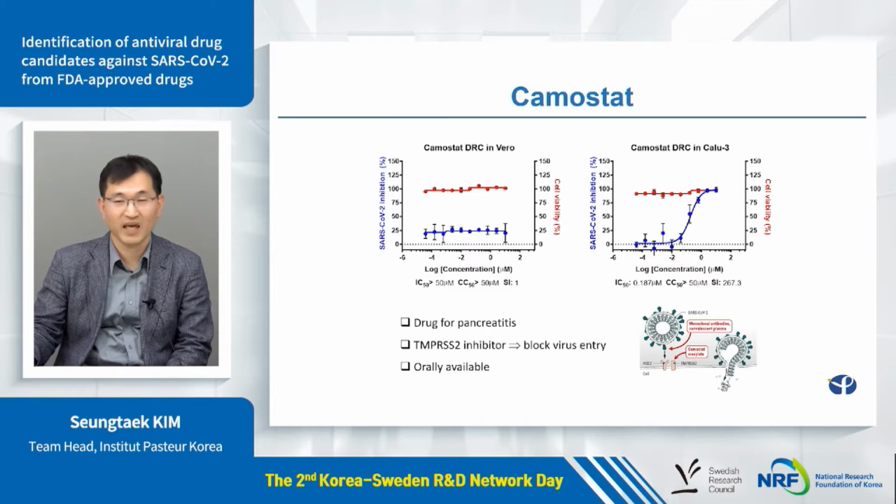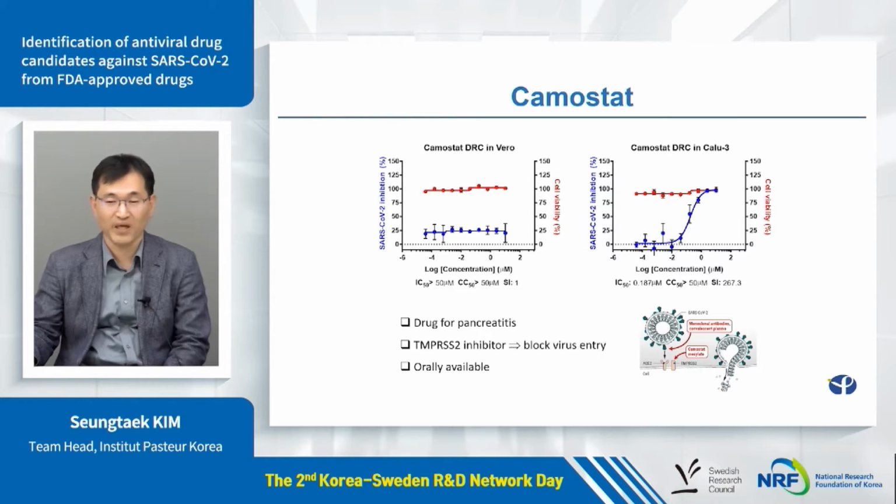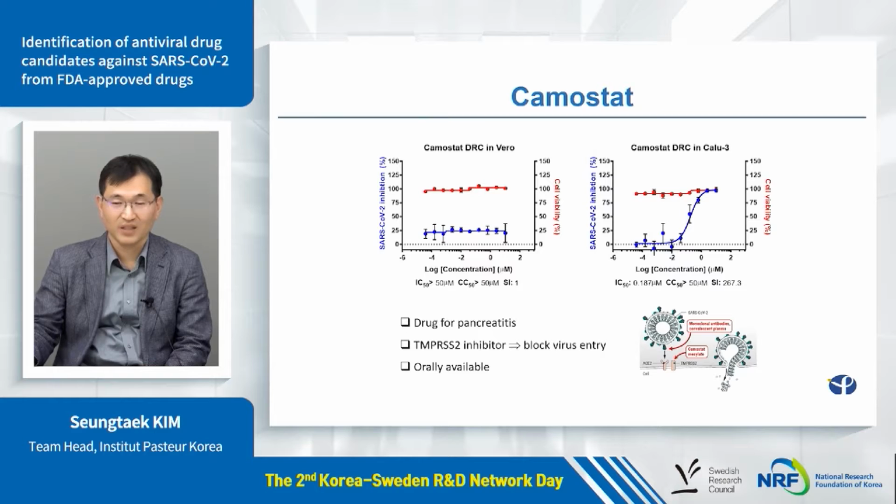Okay, this slide is for camostat. Again, I compared the camostat dose response curves between Vero and Calu-3 cells. The IC50 in Calu-3 was very low, but less potent than nafamostat. Camostat is also a drug for pancreatitis, and it should work as a virus entry inhibitor. One major advantage of camostat is that this drug is orally available. However, nafamostat should be administered by IV injection. So we expect that camostat would be good for patients with mild cases, and nafamostat would be good for patients with severe COVID-19.